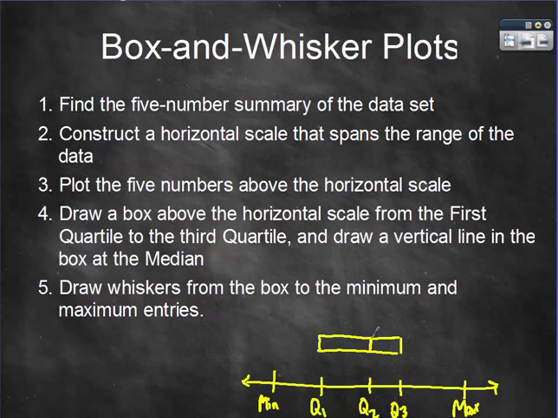And my last step is to do the whiskers. So I'm going to draw whiskers from the box to the minimum and maximum entries. So here's the box. I'm going to draw it out to the maximum entry. I'm going to draw one to the left from the box to the minimum entry. And that's all I'm doing for my box and whisker plot.